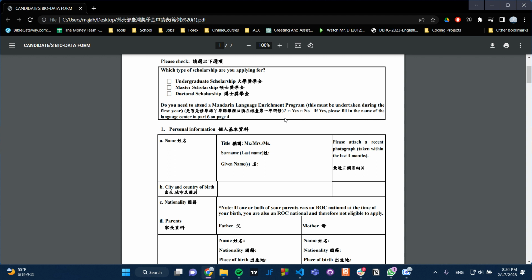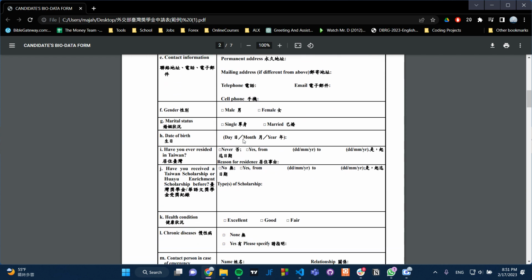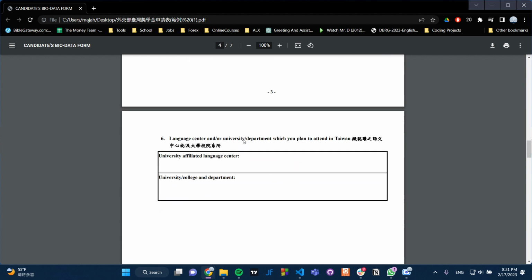Now, the last part, remember I talked about attending Mandarin for the first year. So if you're interested, you can just say yes here. If you're not, then you can say no and proceed to fill up your form. So you see, if yes, please fill in number 6, and we've already spoken about number 6, which is here.